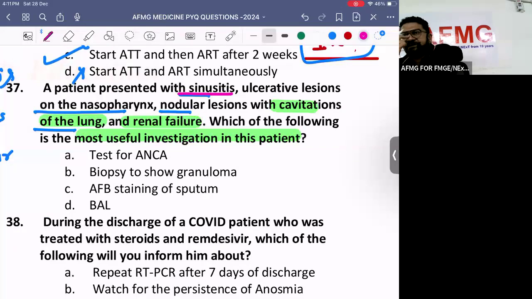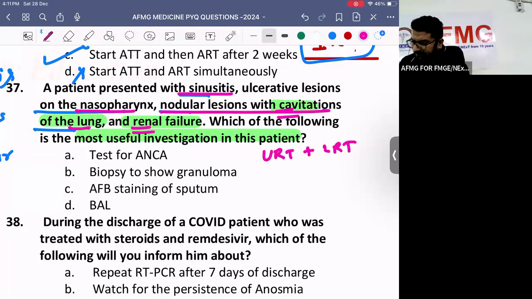Sinusitis means upper respiratory tract. Nasopharynx, again upper respiratory tract. Cavitation is a classical feature in the lungs, means lower respiratory tract. Renal failure means you can see upper respiratory tract plus lower respiratory tract plus kidney involvement. So it's the case of a patient of Wegener's.